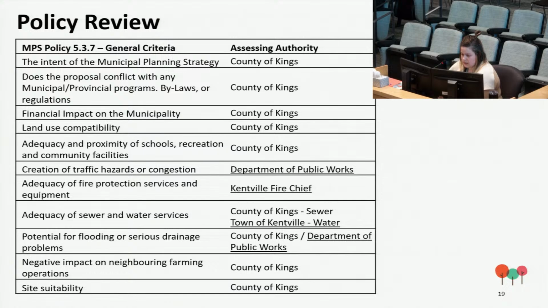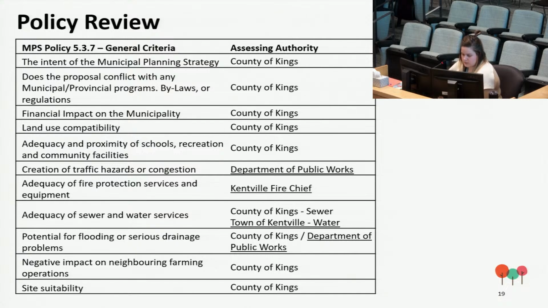In respect to Part C of Policy 5.3.5, we need to consider the general criteria. Some of the criteria considered in this area are not under the jurisdiction of the County of Kings, so we have referred the application out for comments from those bodies. The proposal is not expected to have an increased financial impact on the municipality, and typically we see this through things like the creation of infrastructure under areas where we have the jurisdiction. In regard to land use compatibility, staff are of the opinion that as this is an existing boundary between residential and agricultural uses, the land use compatibility will be maintained in its current state.